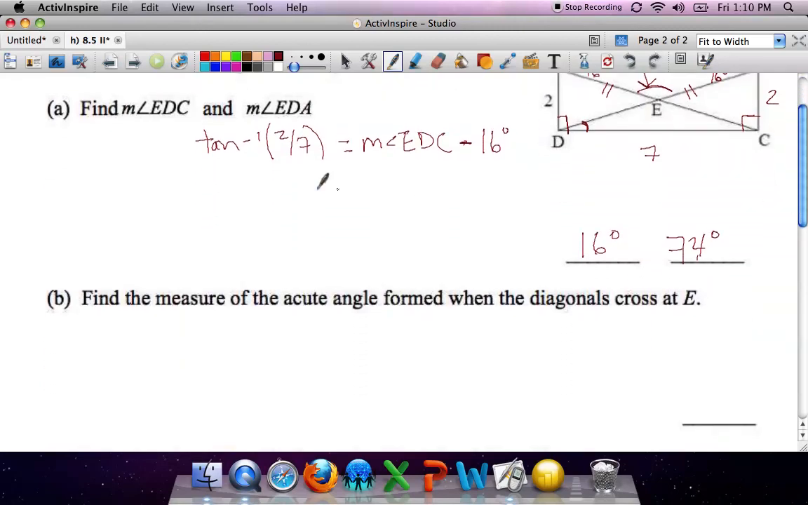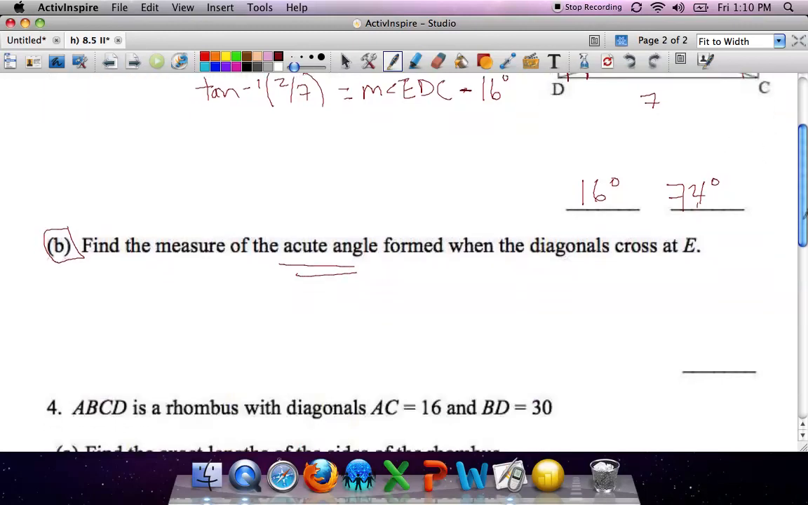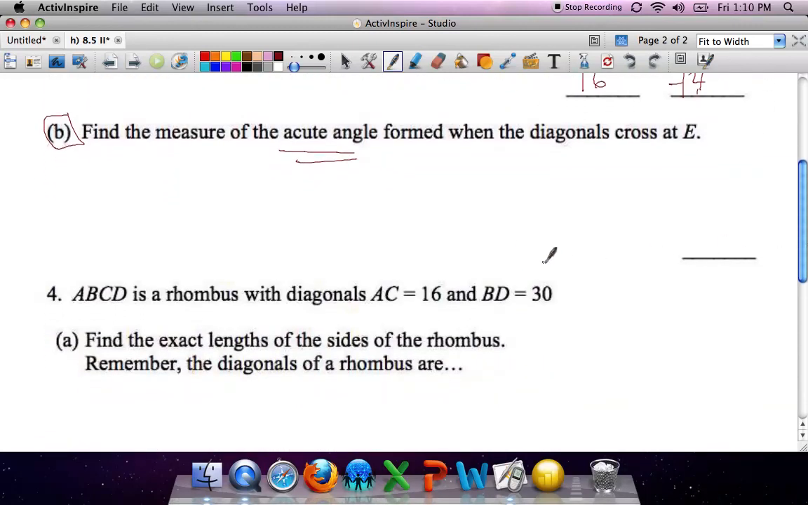Oh, I just did B. Although I didn't find the acute angle. We're finding here the obtuse angle. So you'll have to do a little bit more work for B. I'll set up number 4 and we'll check our work tomorrow.